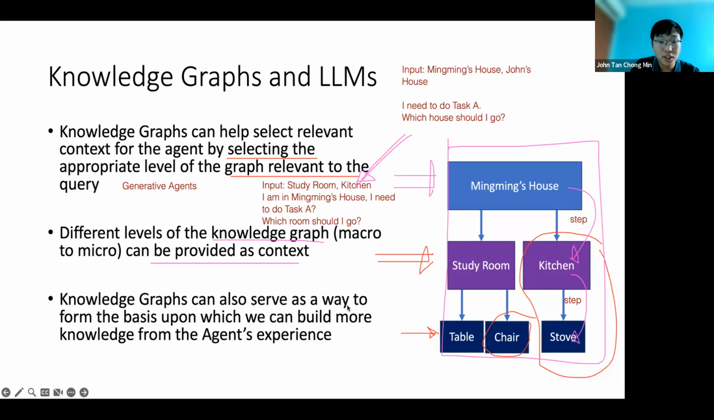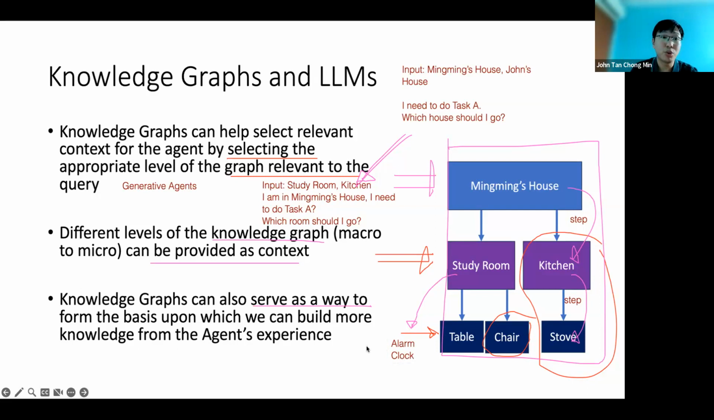Knowledge graphs can also serve as a way for us to build upon more levels of hierarchy. For example, in this study room, I saw another thing. I saw an alarm clock. So I can add on to my knowledge here. I don't have to start from scratch to add on this alarm clock. I've already seen a study room in my memory. I can just put this new object, the alarm clock, inside the study room. And the next few times I retrieve stuff about the study room, I will retrieve the alarm clock as well. So this is a way to build a dynamic knowledge graph.